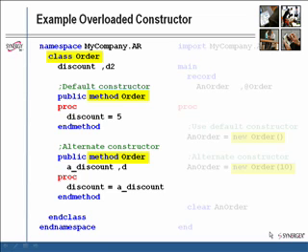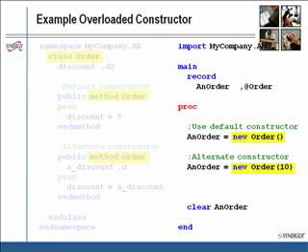Here, on the left of the slide, is an example of a class which has two overloaded constructors. The first constructor has no parameters and sets the default discount to 5%. The second constructor has a decimal parameter and allows a consuming routine to actually pass the discount percent to be used at the time the object is instantiated.